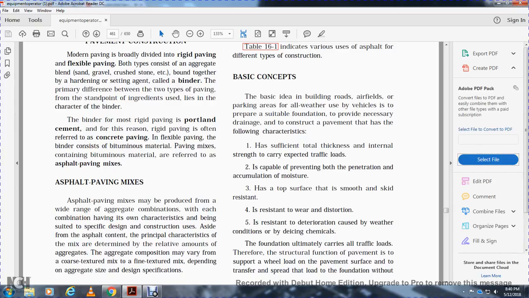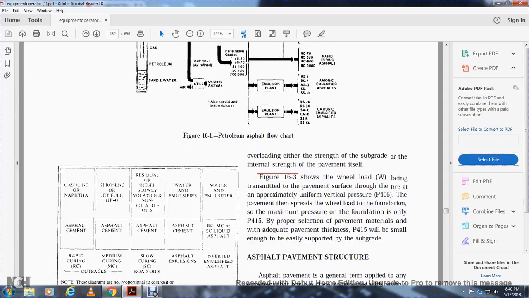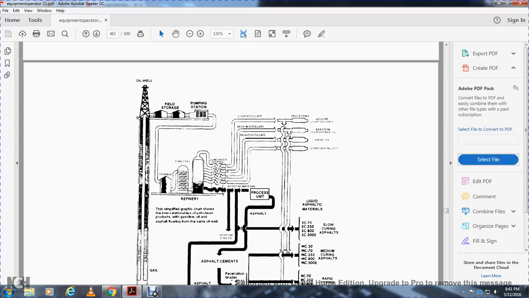The foundation ultimately carries all traffic loads. The structural function of the pavement is to support the wheel loads on the pavement surface and transfer and spread the load to the foundation without overloading the strength of the subgrade or the internal strength of the pavement itself. Figure 16.23 shows the wheel load being transmitted to the pavement surface by a tire with approximately uniform vertical pressure P0. The pavement should spread the wheel load over the foundation, since the maximum pressure on the foundation is only P1. With proper selection of pavement materials and adequate pavement thickness, P1 would be small enough to be easily supported by the subgrade.